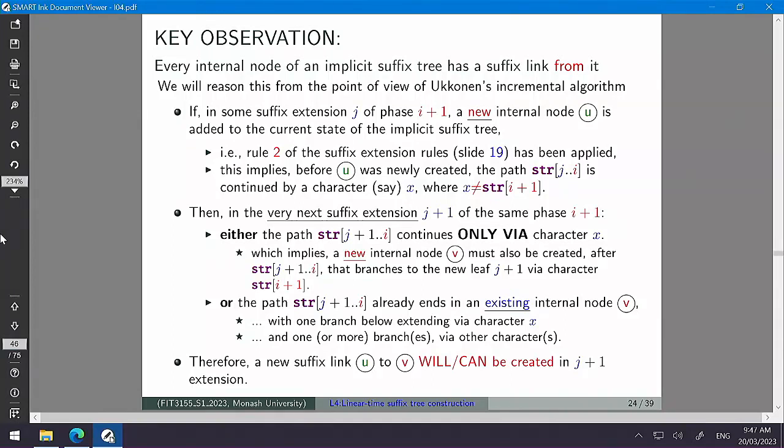So which means that you have rule 2 regular in the jth extension and rule 2 alternate in j plus 1. So does it automatically resolve the suffix link for this one? So this path is nothing but alpha.